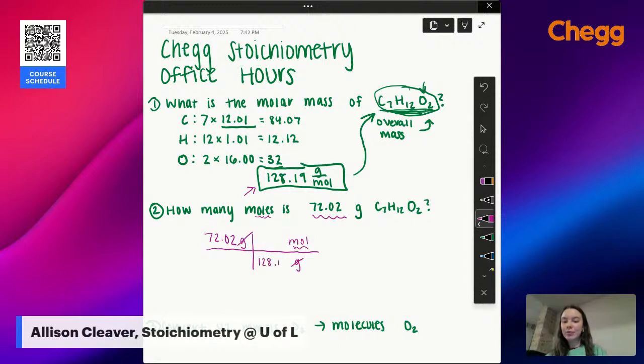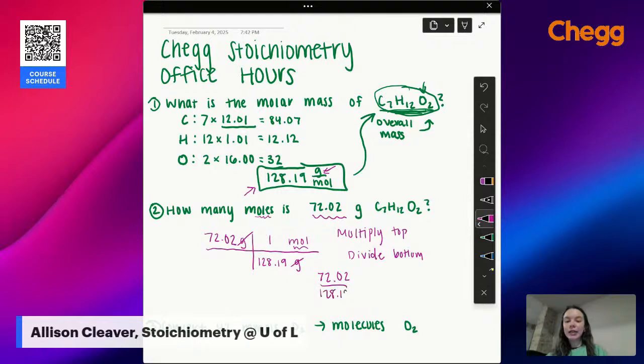So just like Zaid on TikTok said, we're going to do our mass given over our molar mass. So 128.19 grams per mole. And the number always goes with what is on top. So the number always goes with grams if grams is on top. If centimeters is on top, the number always goes with centimeters. And then our bottom number always just gets a 1. And then I like to say we multiply the top and we divide the bottom. So writing this out in simpler math terms, this is going to be 72.02 over 128.19. Good job, Zaid.